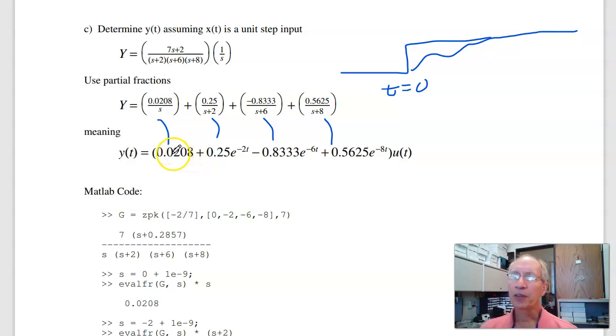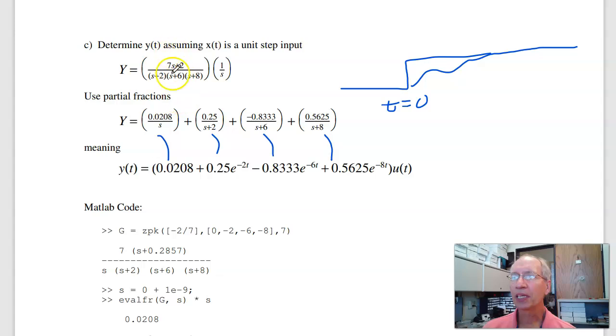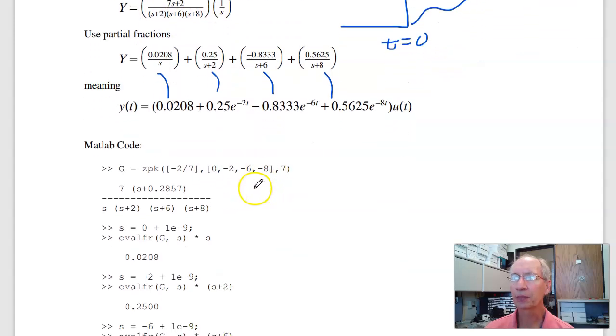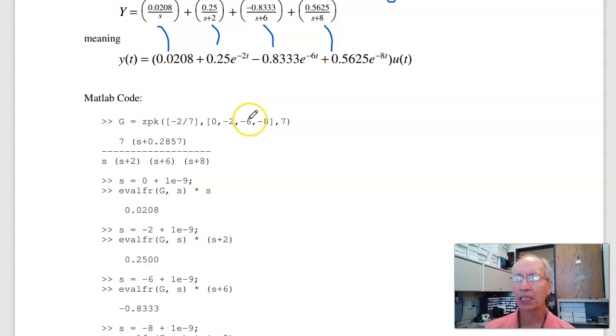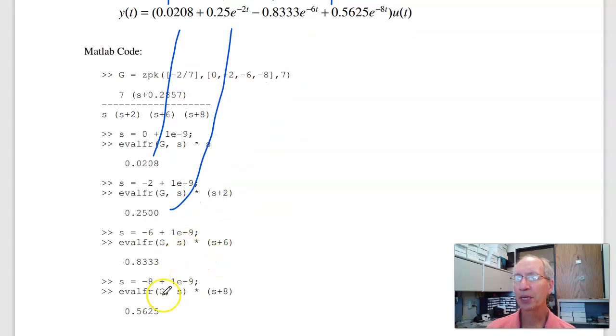A couple ways to do partial fractions. I can do it in MATLAB, input the system along with the step input. So there's the 0. The poles are at -2, -6, -8, and 0. Now evaluate it at the first pole, plus epsilon. I want to avoid 0 because I get 0 over 0 otherwise. So evaluate g of s times s, I get 0.0208. The pole at -2, evaluate at that frequency times s plus 2, gives you 0.25. At -6, at -8. That's one way to do partial fractions.